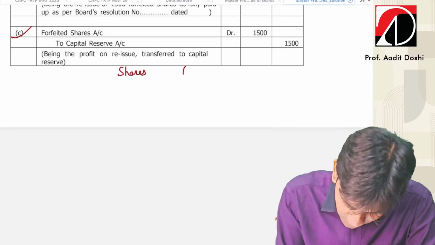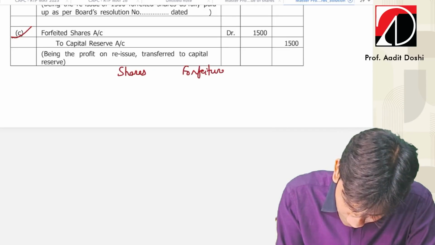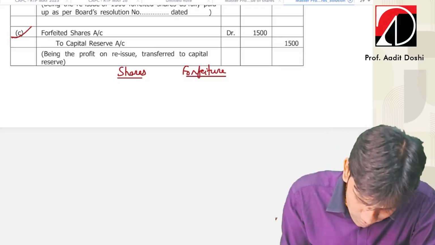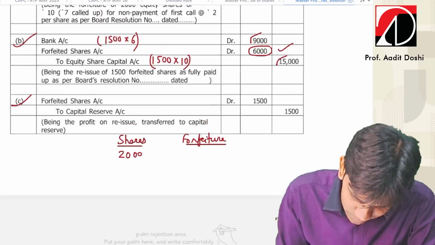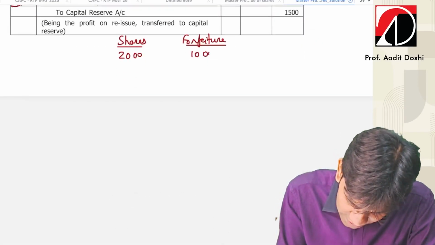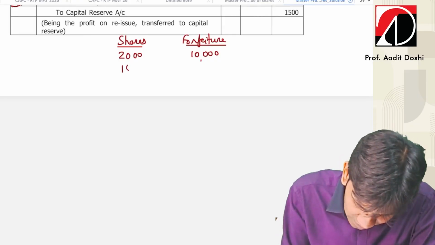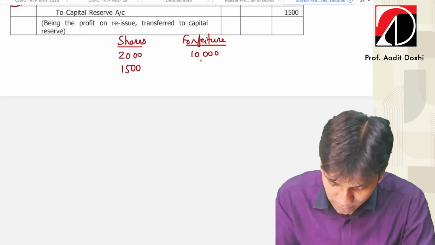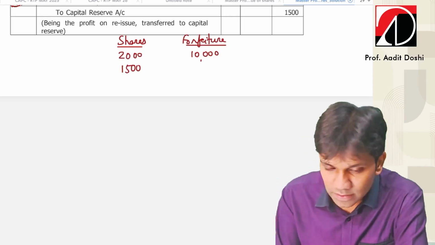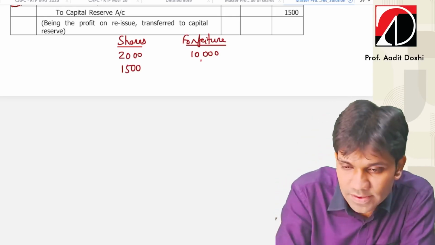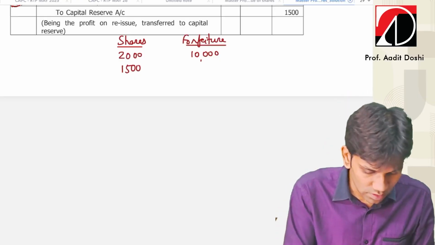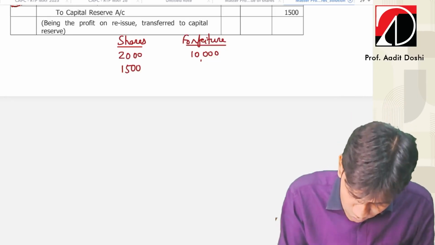Shares and your forfeiture. How many shares did I forfeit? 2,000. What was the profit amount? 10,000. On 2,000 shares I will get a profit of 10,000 rupees. So suppose I forfeited only 1,500, how much profit would I get? So basically 1,500 into 10,000 divided by 2,000. Let me calculate. So we were calculating 1,500 into 10,000 divided by 2,000. This comes to 7,500.